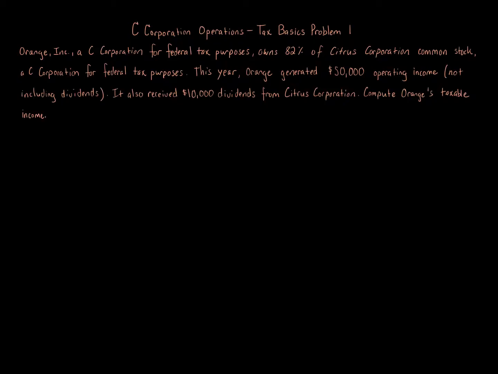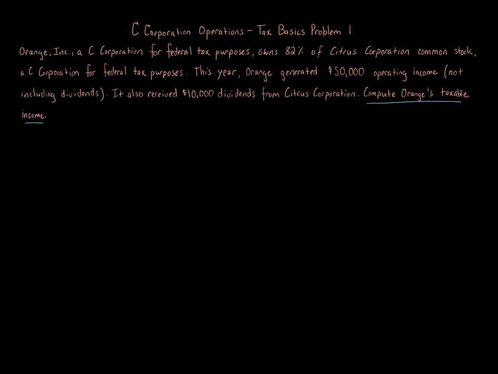C Corporation Operations Tax Basics, Problem 1. Orange Inc., a C corporation for federal tax purposes, owns 82% of Citrus Corporation common stock, a C corporation for federal tax purposes. This year, Orange generated $50,000 operating income, not including dividends. It also received $10,000 of dividends from Citrus Corporation. Compute Orange's taxable income. This is a very straightforward question. It's just asking to compute Orange's taxable income.